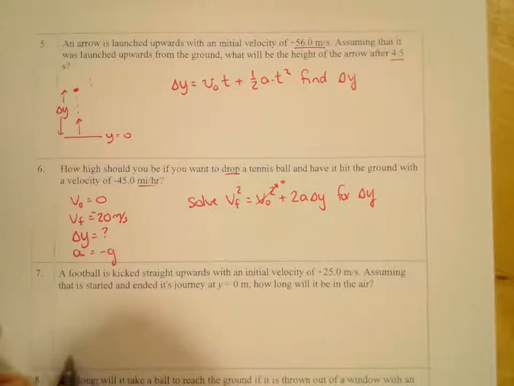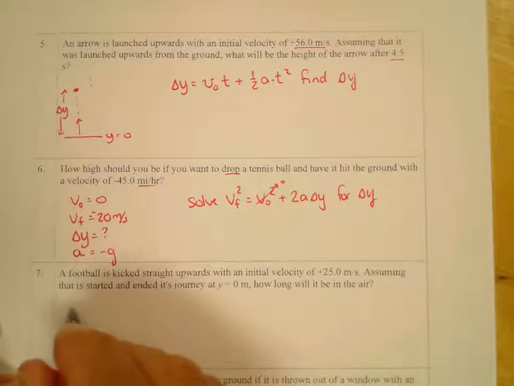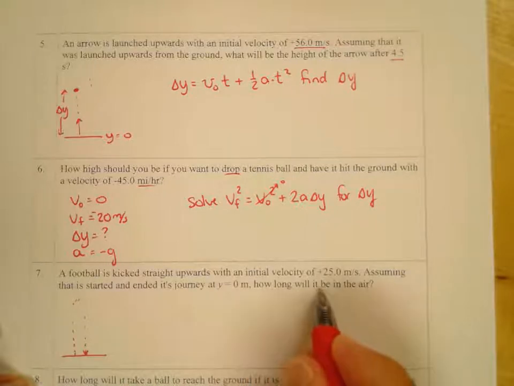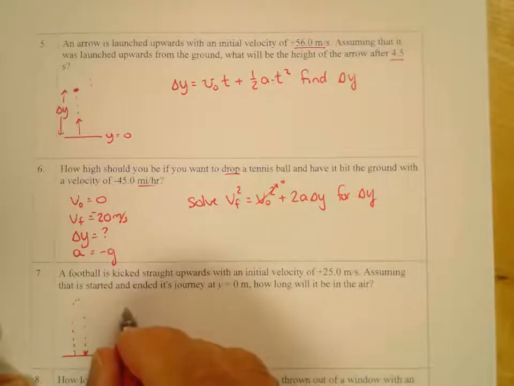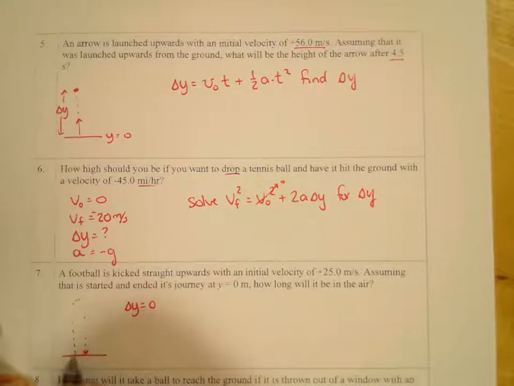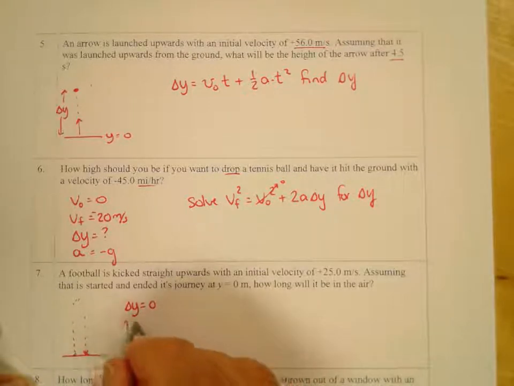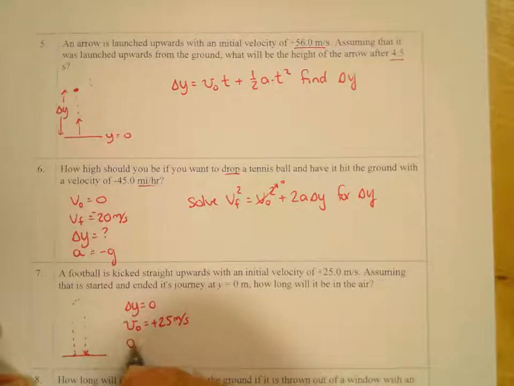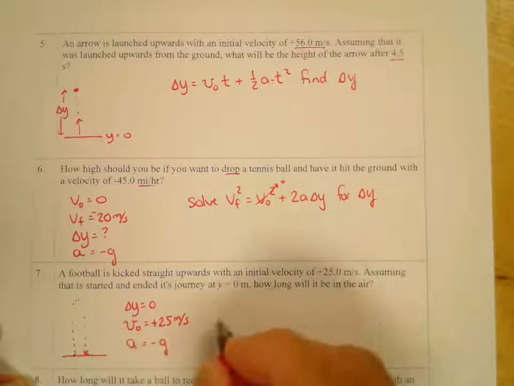Okay, this one's a football. It's kicked from the ground. It starts and ends at 0, so it goes up, up, up, and then down, down, down, like that. And we want to know how long it will be in the air. So in this case, delta y actually equals 0. It starts and ends at the same height. Initial velocity is plus 25 meters per second. It's different for yours. The acceleration, of course, is negative g.